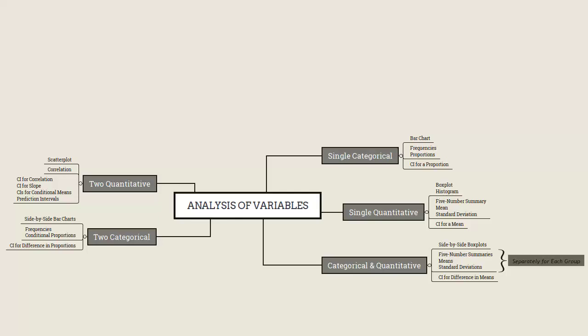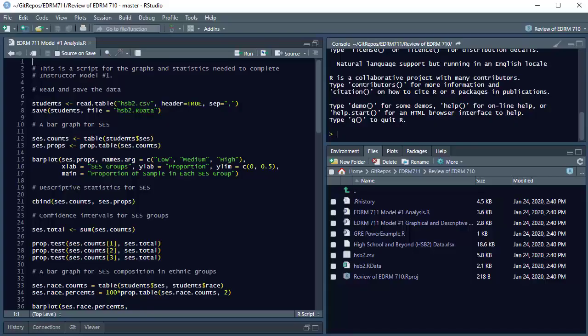So I've started here with the little chart that I provided you in Blackboard, and also showed you in class, that summarizes what types of things we looked at in EDRM 710. We're going to start up here in the upper right-hand corner, a single categorical variable. To remind you, the graph for that is a bar chart. The descriptive statistics are frequencies and proportions, and the inferential statistic is a confidence interval for a proportion. So the variable that we're going to start with is SES.